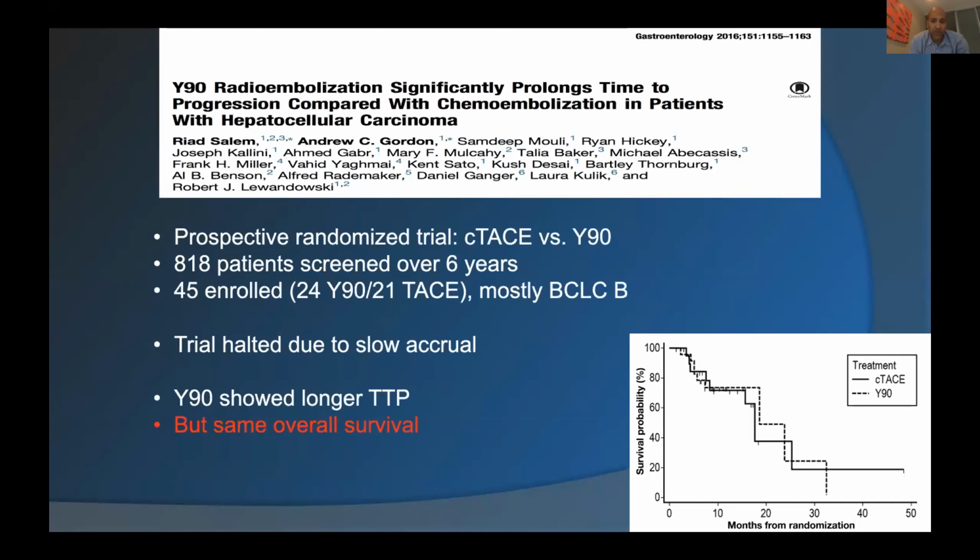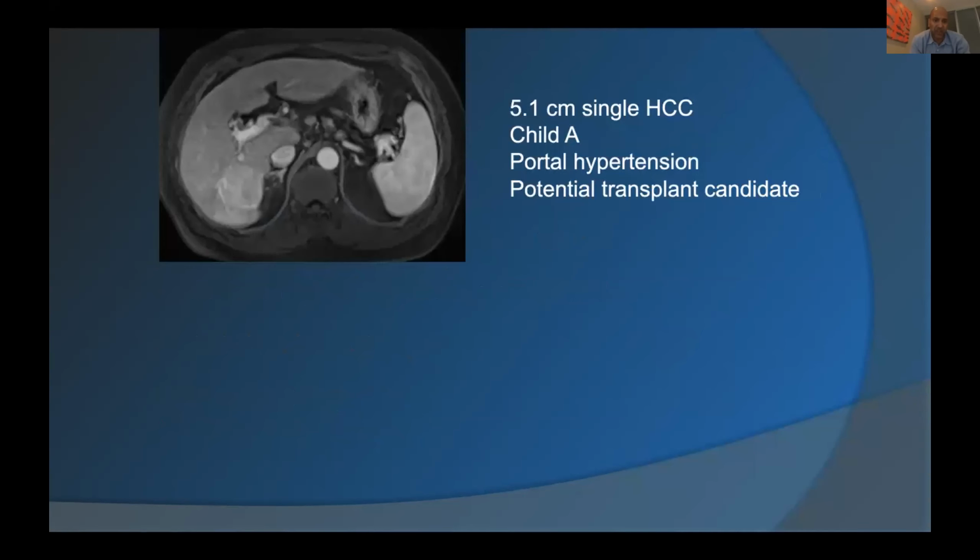And for anyone who's participated in a trial as an investigator, it is super depressing to see those types of numbers. It's agonizing to screen and screen and screen, and no one wants to be on these trials, especially in the U.S. And so after 45 patients, they had to terminate it. They didn't reach their patient goal, which was around 250, but they did show longer time to progression within the Y90 group. However, same overall survival. Granted, it was not powered for 45 patients.